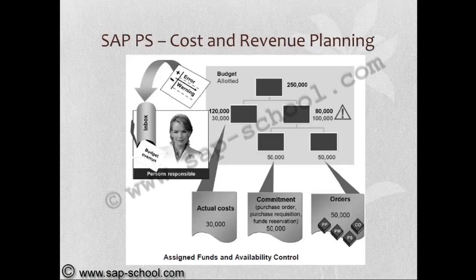So, assigned funds and availability control. Each and every WBS element will be assigned a budget at the top level, and that will be a top-down approach. And whenever the commitments take place or actual postings take place, the system will check the availability of the budget. Simultaneously, it prompts alerts in the system for warning and error based on the customizing settings.